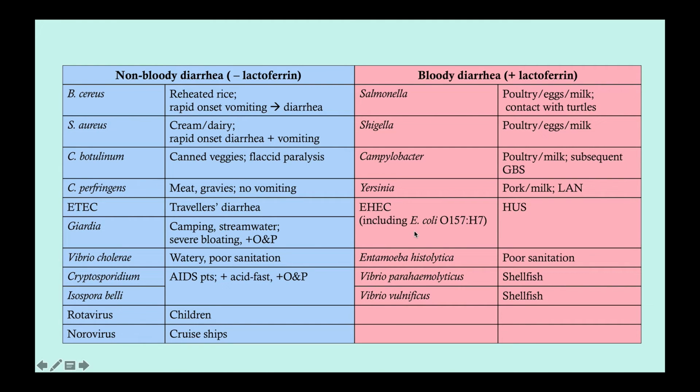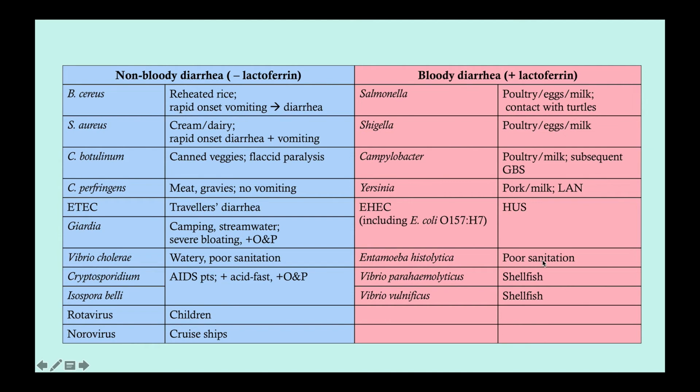EHEC is the enterohemorrhagic E. coli. In its name, hemorrhagic, causes bloody diarrhea. What you want to know with E. coli O157:H7, which is included in the EHEC, is hemolytic uremic syndrome as a potential sequela of this bloody diarrhea. Very, very, very important. I'm not going to get into what hemolytic uremic syndrome is, but you can go back and look that up. You want to know the correlation between O157:H7 and hemolytic uremic syndrome. Very important that you not give antibiotics. Even though this is an infection, if you give antibiotics, you're going to worsen the risk for hemolytic uremic syndrome or the patient's course.